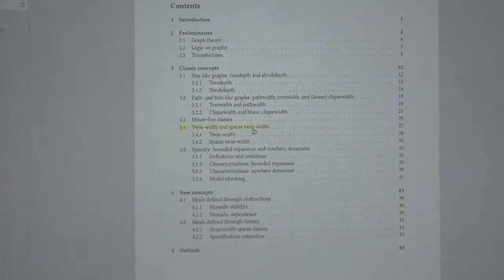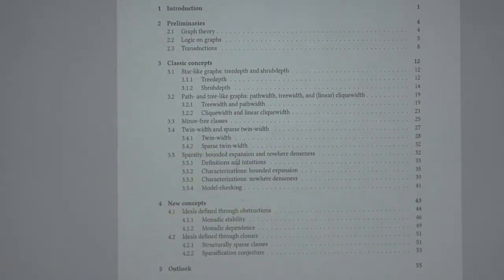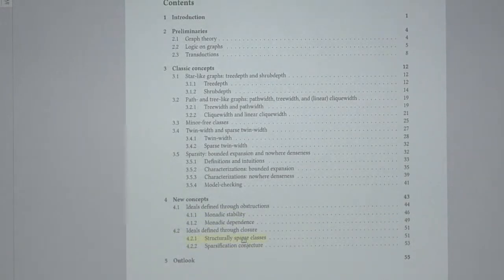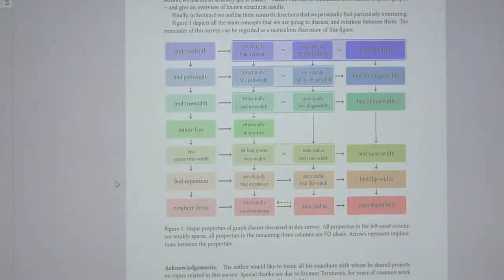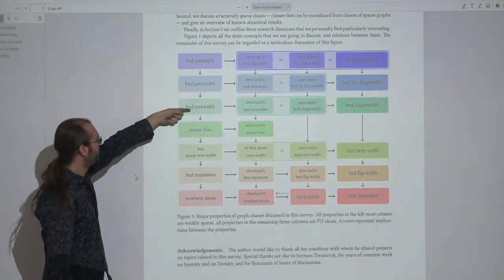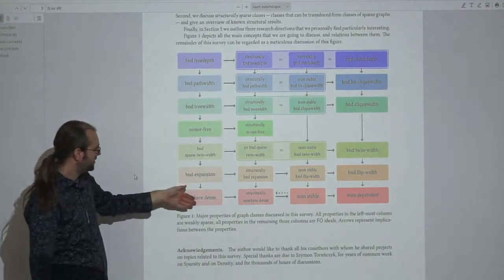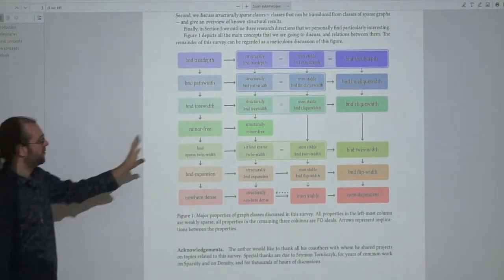Minor free classes, twin width, I told about, bounded expansion and nowhere dense. So these are the things. And then these are these new concepts where you have these structurally sparse graphs, monadic stability, monadic dependence. So this uses what they call model theory. These kind of nice diagrams. So the things we talked about in this lecture are on the left side here. Bounded tree depth, bounded pathwidth, bounded treewidth, minor free. Okay, this I didn't talk about. Bounded expansion, nowhere dense. And now you can apply these logical operators to get more complicated classes.